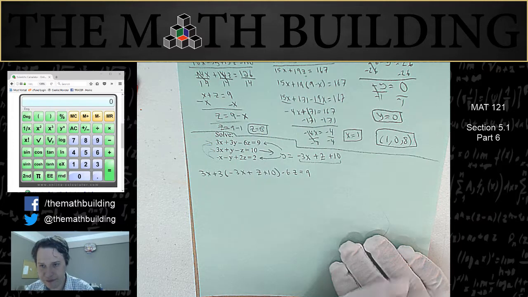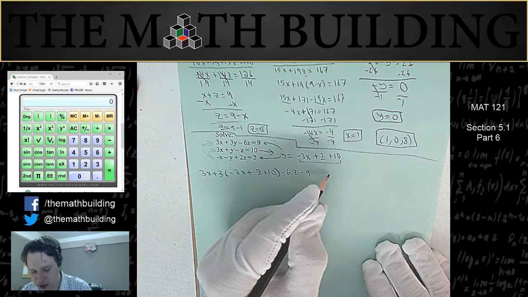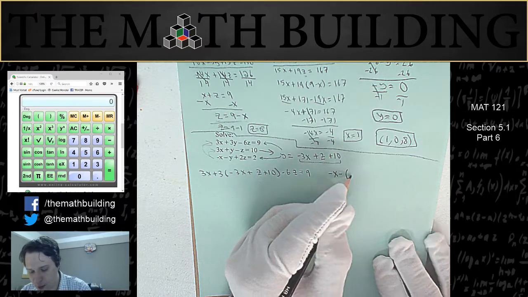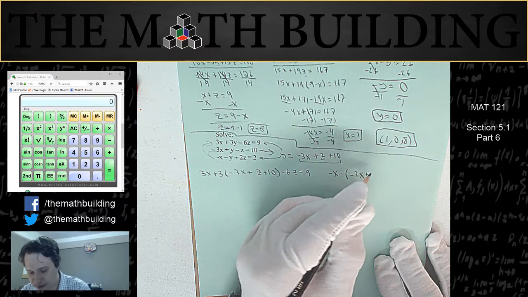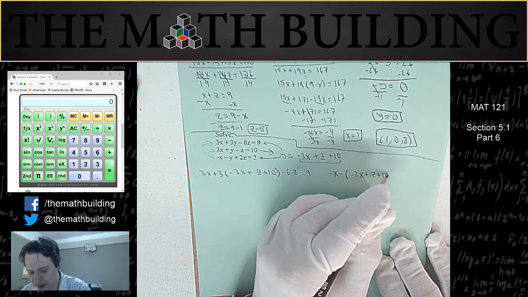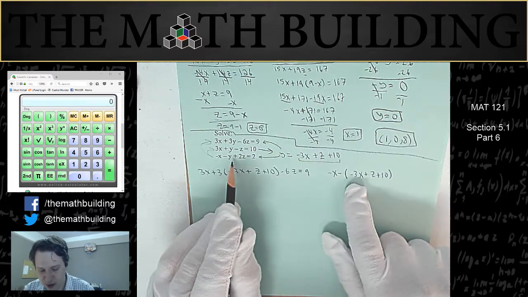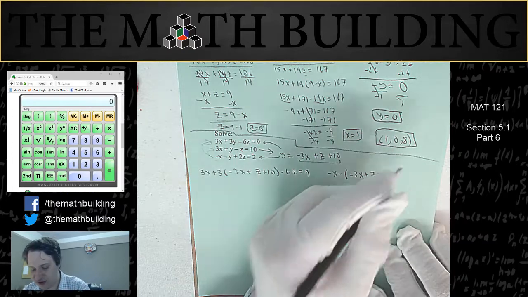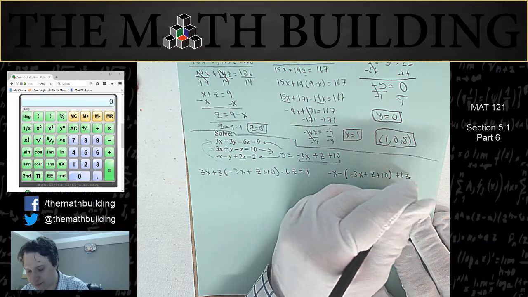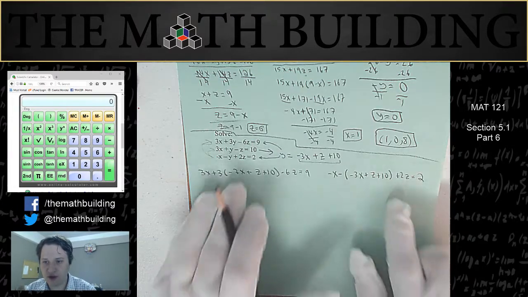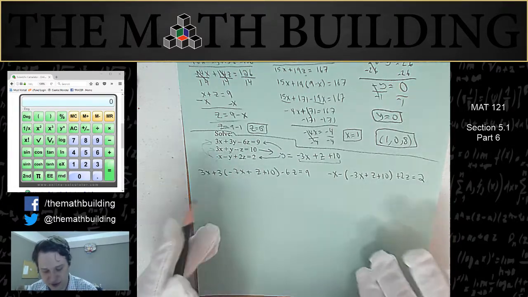Okay? If I plug it into the bottom equation, I get negative x minus y, where y is negative 3x plus z plus 10. Okay, so negative x minus y, and then it's plus 2z equals 2. And there you go. So now I have two equations, two variables. Now I can solve these.